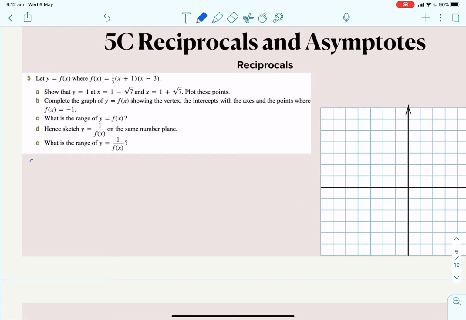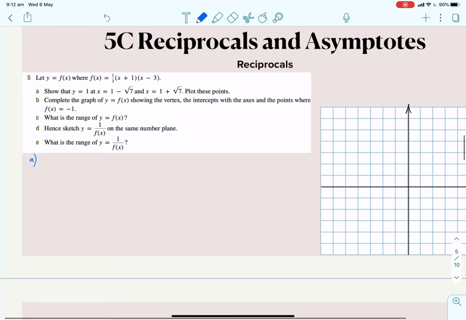For A, we need to work out y equals 1, because when we do quadratics, sometimes there's only an option for y equals 1, and sometimes there's an option for y equals -1 as well. So let's give it a go and see whether we can find x when y equals 1. Substitute y equals 1 in: 1 equals 1 over 3, x plus 1, x minus 3. So we multiply both sides by 3.